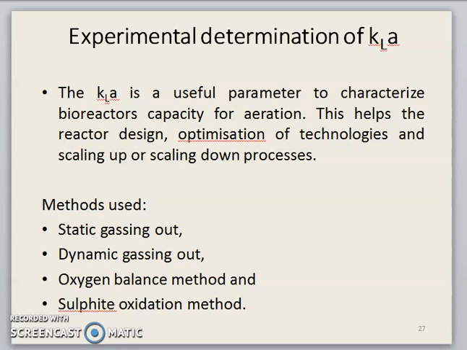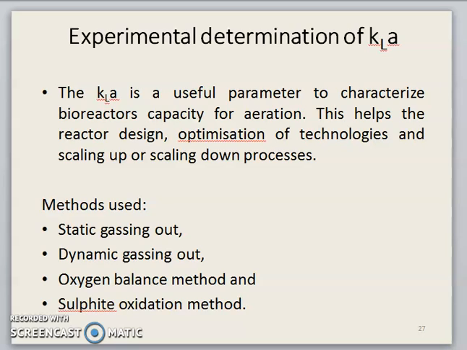In this presentation, we'll take a look at how to determine the KLA through data analysis. The experimental determination of KLA can be done through four methods, which are static gassing out, dynamic gassing out, oxygen balance method, and sulfide oxidation method. The most commonly used methods are static gassing out and dynamic gassing out.